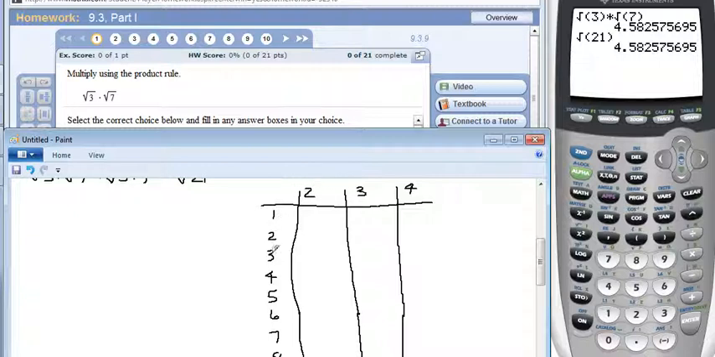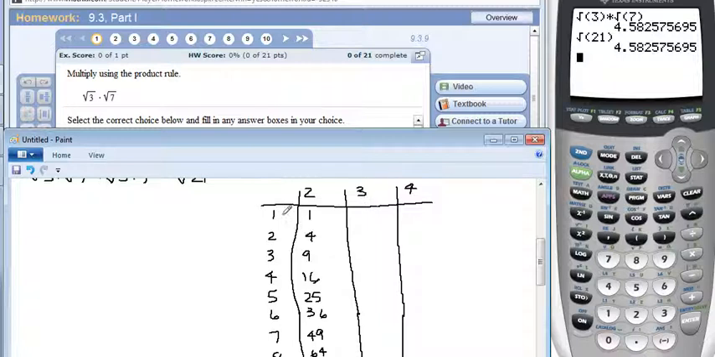1 times 1, 2 times 2, 3 times 3. I'm multiplying each one of these numbers twice. So I have 1, 4, 9, 16, 25, 36, 49, 64, and so on. Now I'm going to do my perfect cubes.